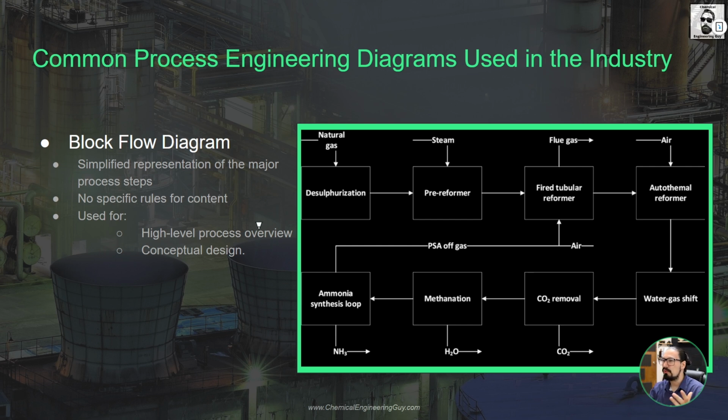There are no specific rules, guys, so there's no specific requirement for you to show one unit or several units. The size of arrows doesn't matter that much. Typically, we want to show big arrows as main or major pipelines, but there are no specific rules. And the main use of BFDs is high-level process overviews. You want to understand the conceptual idea of the process. Of course, once you understand this, you can get into deeper knowledge.